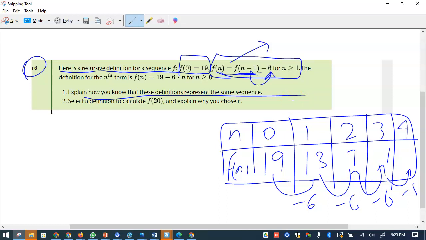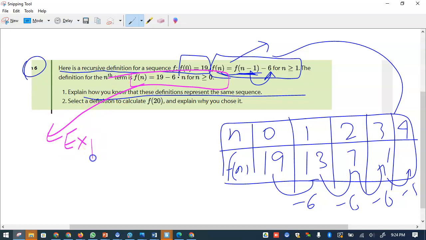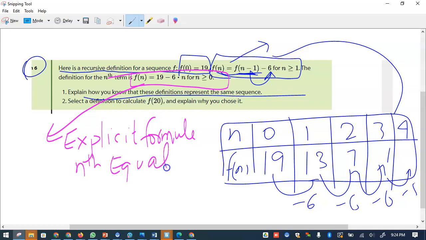The question explains how you know this definition represents the same sequence. Oh, they give us two different ones, there's another one. So this is for the first one, and then there's another one. This part is called the explicit formula. You can always call it the nth equation. You can also call it the nth term.